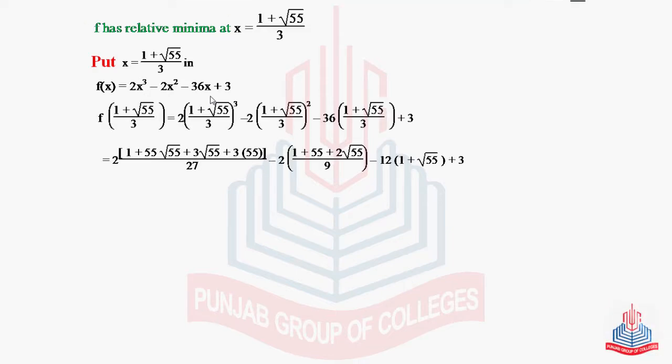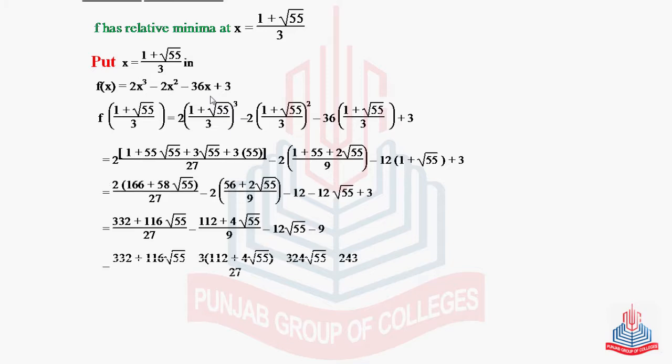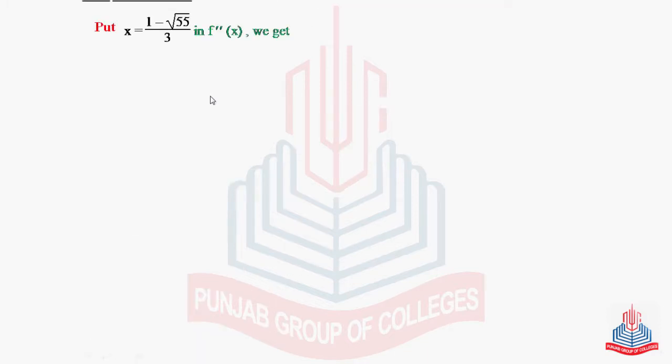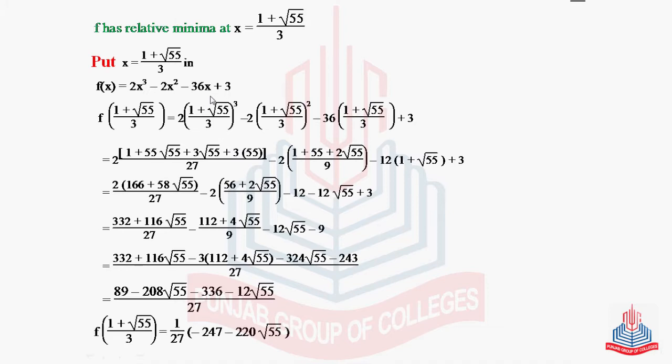Now just open the formulas of this cube and this square, and by simplifying 3 into 12 becomes 36, and simplifying that will return a value. This is just simplification, you can easily simplify this one, and so this one is actually the minimum value of the given function.